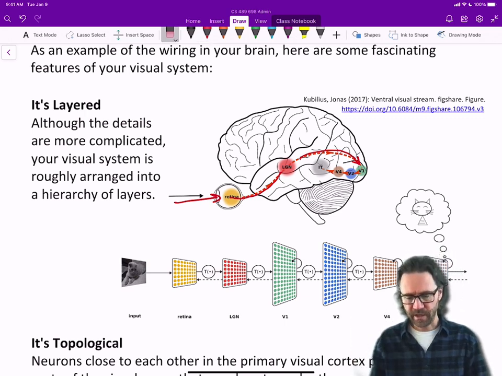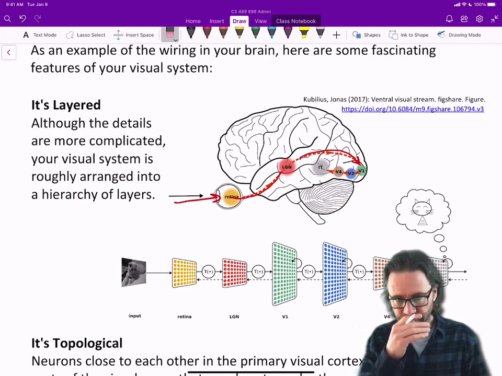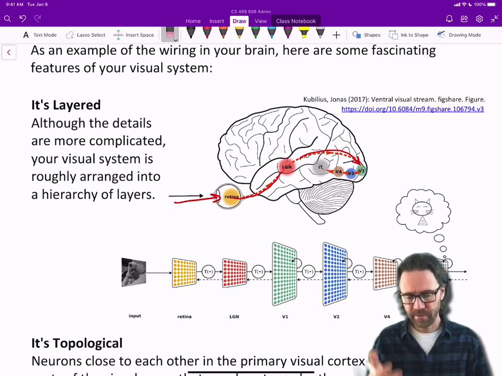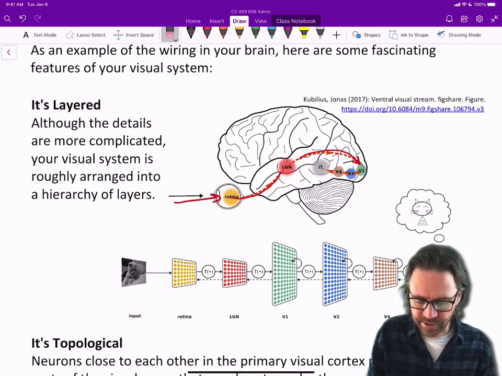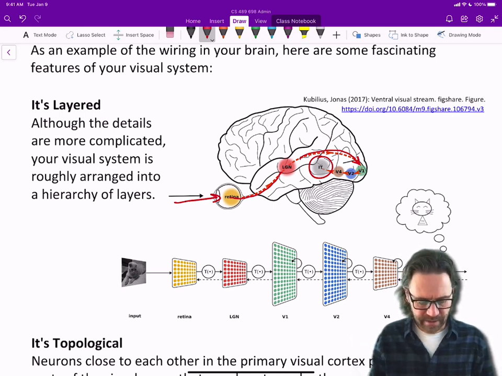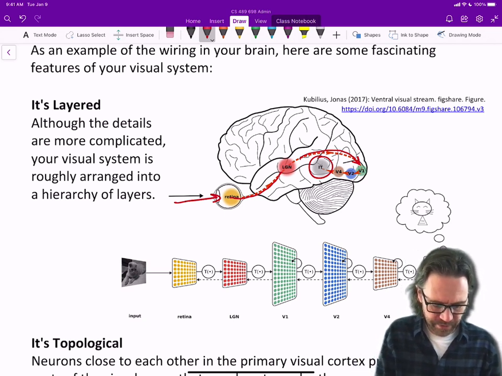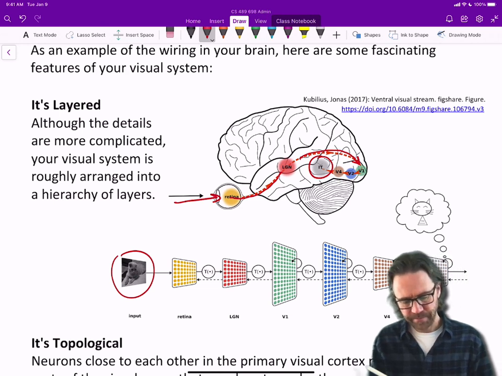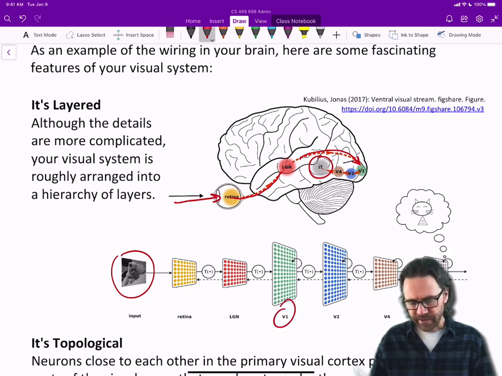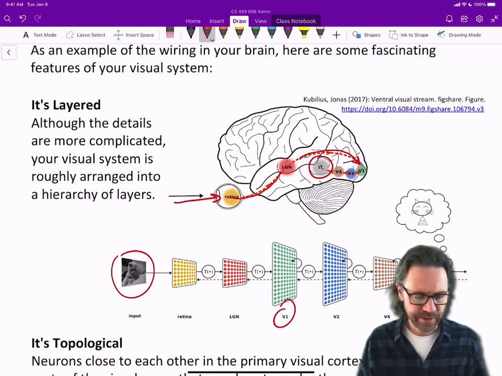And then it goes through V1, V2, excuse me, then I don't know where V3 is, but then to V4, and eventually to a region called IT, which I'll describe a bit later on. So, skipping a lot of the details, it's sort of like you've got a multi-layer neural network where you've got your input over here, you go through the retina, and then the lateral geniculate nucleus, then to V1, and then to V2, V4, and then eventually to IT.